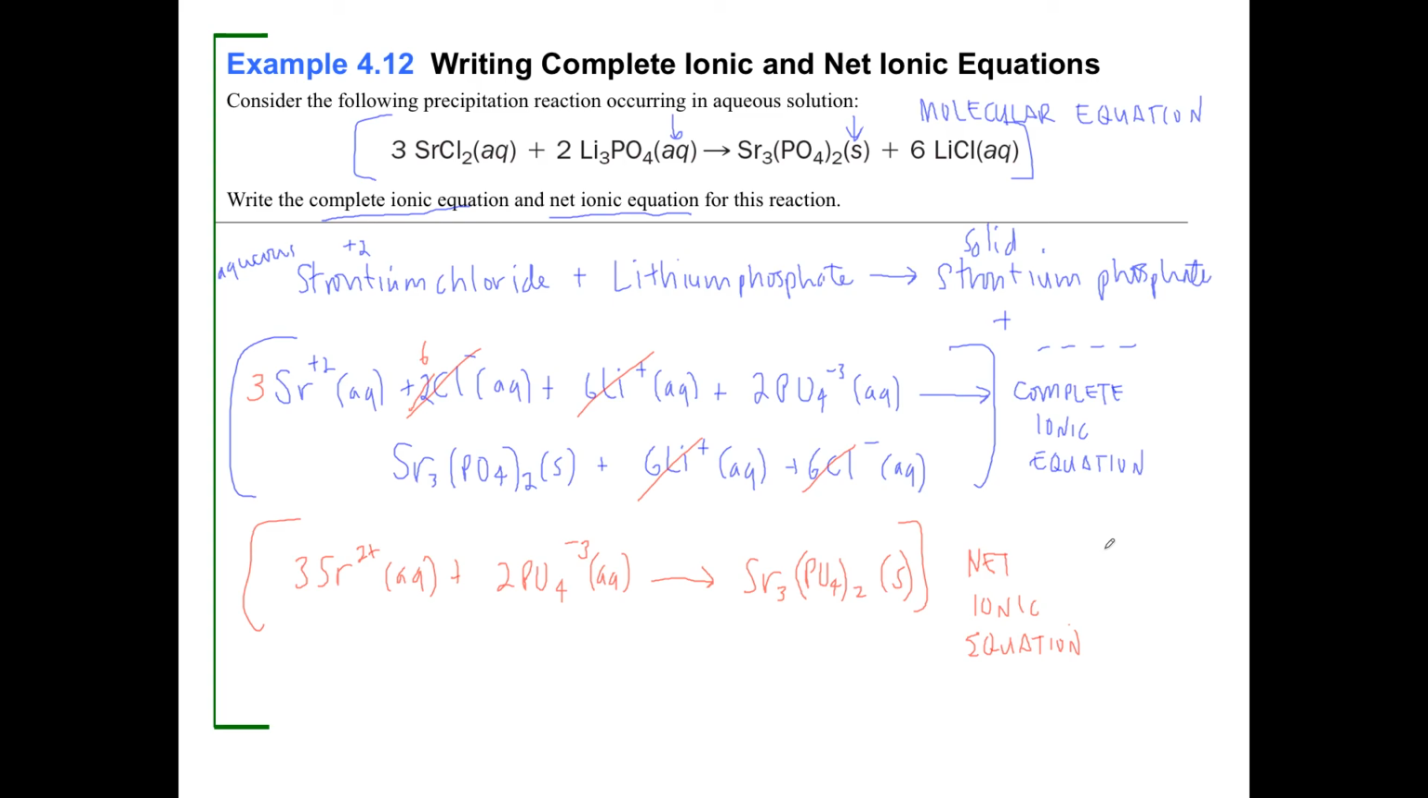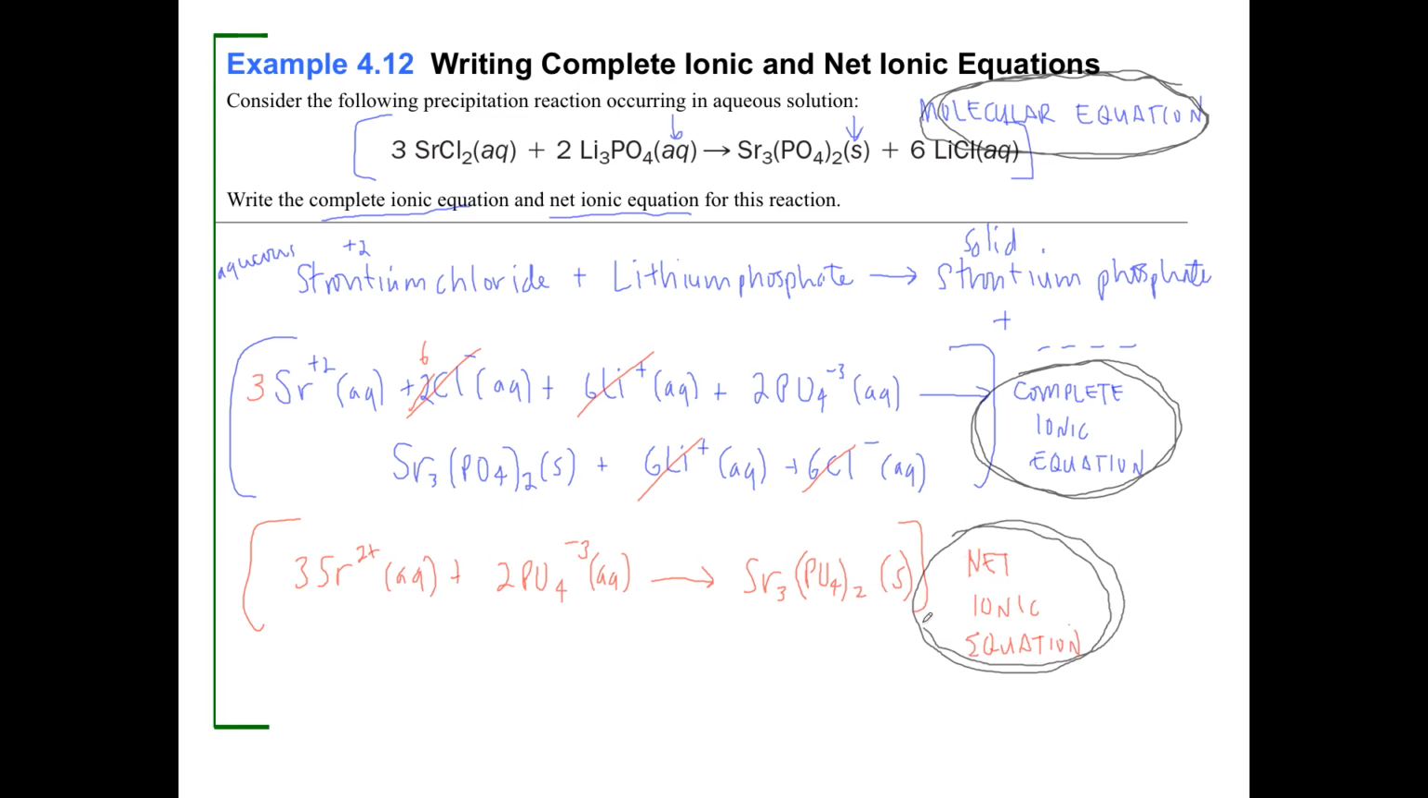Okay, so that's it for section 4.7. In review, what we did here was we introduced you to, well, you'd already seen molecular equations. We never called it anything. Molecular equations, complete ionic equations, and net ionic equations. Molecular equations are the way we usually see it. This is the most common.